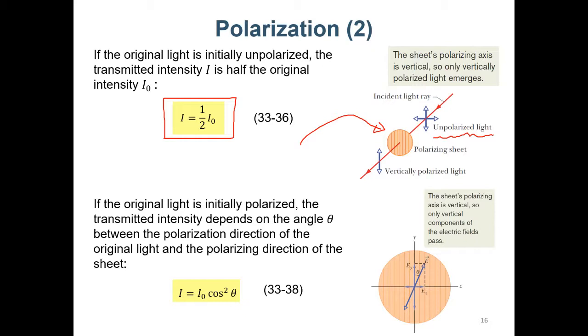And here we have an equation. I0 is the intensity of the incident wave, and I is the intensity of the wave that goes through the filter. If the original light is initially unpolarized, then the transmitted intensity is half of the original. So we have one half.